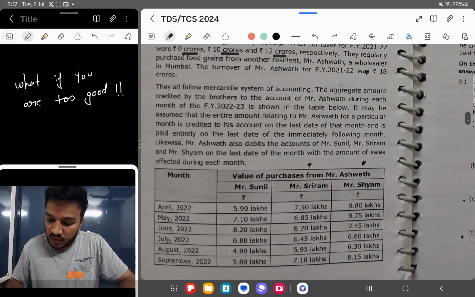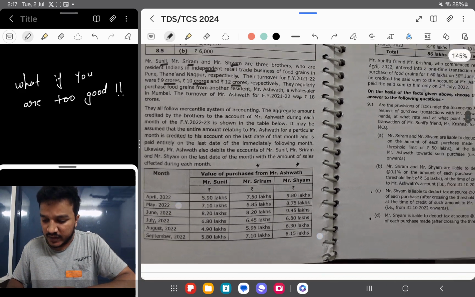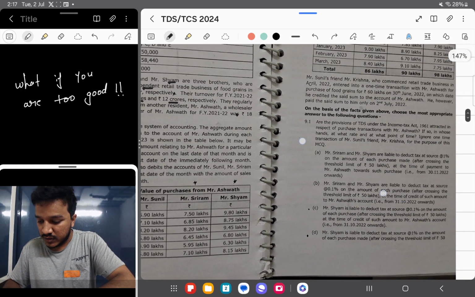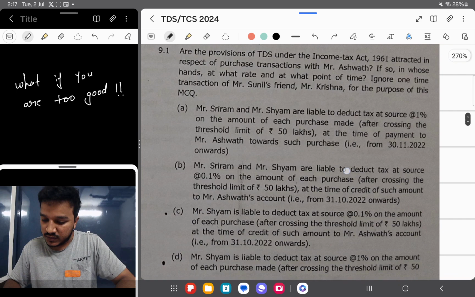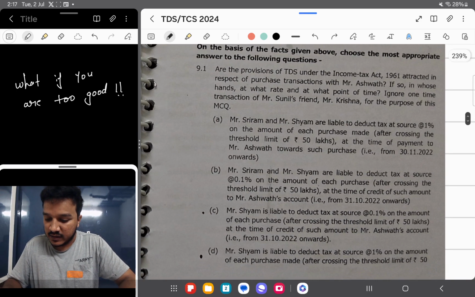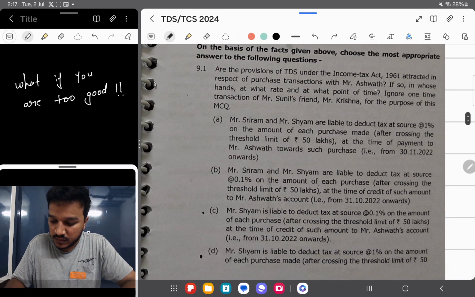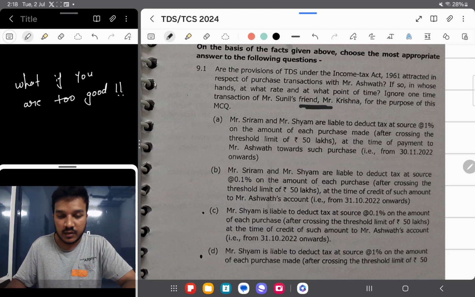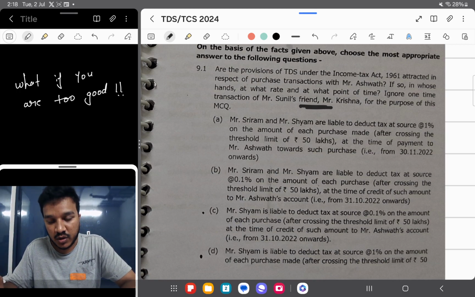Let's see. They follow mercantile accounting. We will just see the question first. Are the provisions of TDS under the income tax attracted in respect of purchase transaction with Mr. Ashwath? If so, at what rate and at what point of time? Ignore one-time transaction of Mr. Sunil's friend. This Sunil's friend will come next in the next para. But the first para is asking whether TDS provisions are applicable or not.